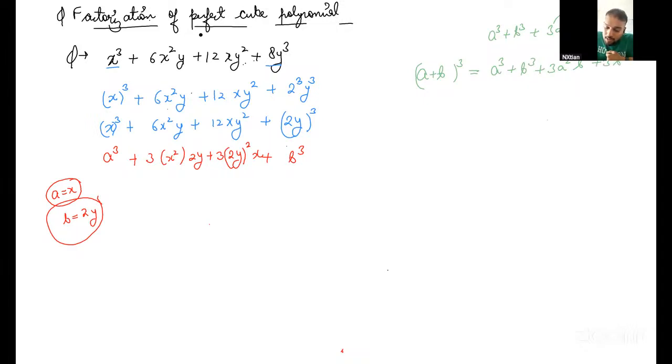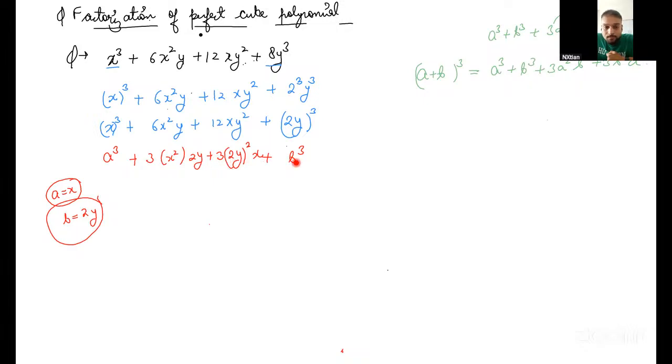Okay, so I got the a cube term, I got the b cube term. It means that this will be 3a square b and this is 3b square a. And when I split it, am I getting it like that? If I compare this and this, I get that a is equal to x and b is equal to 2y. Yes or no? Okay. Now 3a square b: a is x, so x square into 2y, and 3b square a means 3 into 2y square into x.